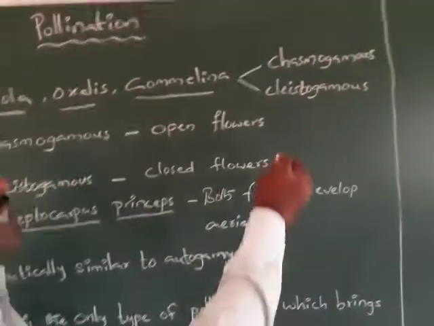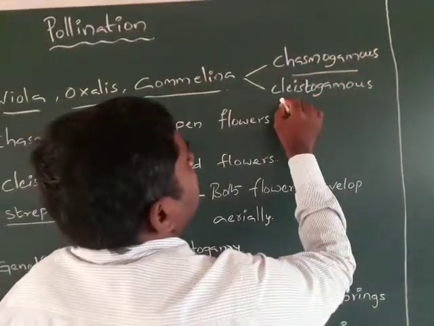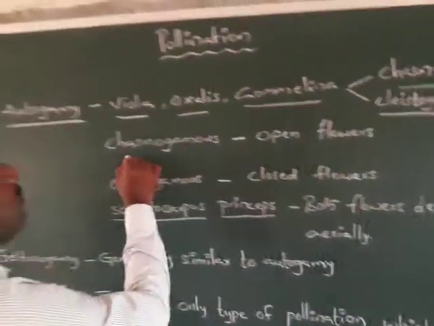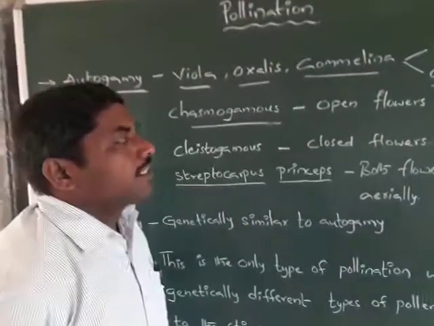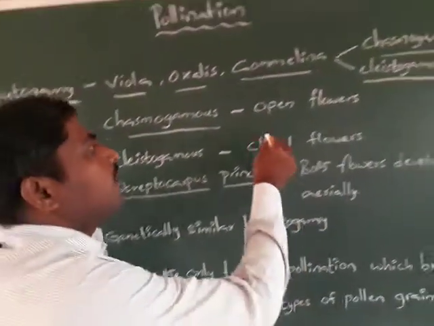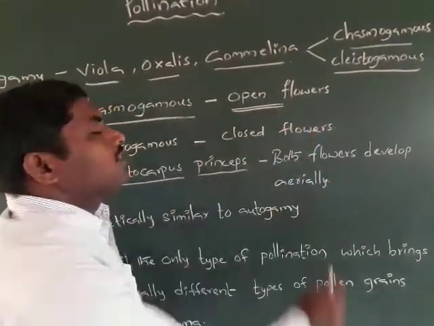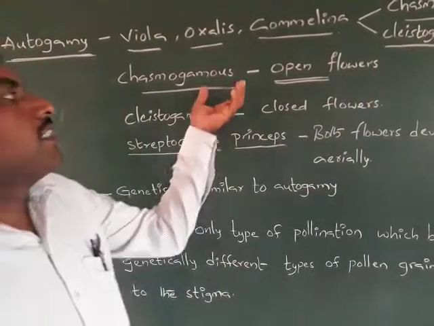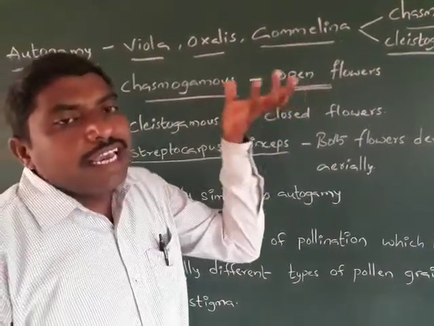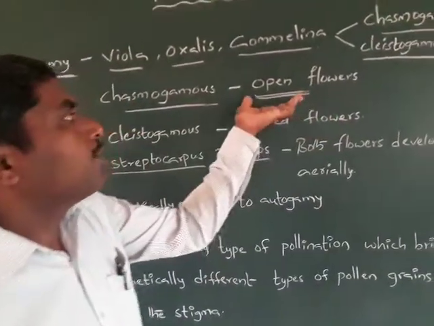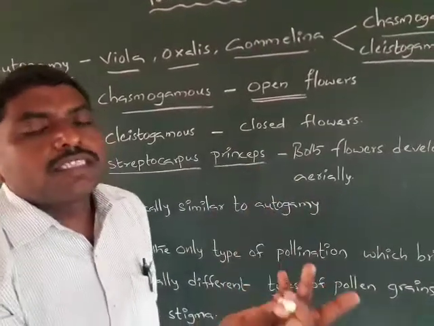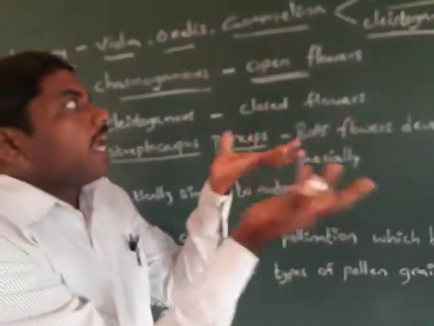In some plants like Viola, Oxalis, Commelina, there are two types of flowers: Chasmogamous flowers and Cleistogamous flowers. Chasmogamous flowers are aerial flowers, called open flowers, like in other species. These flowers are arranged on the aerial parts of the plant body, with stamens and stigma exposed to the environment.